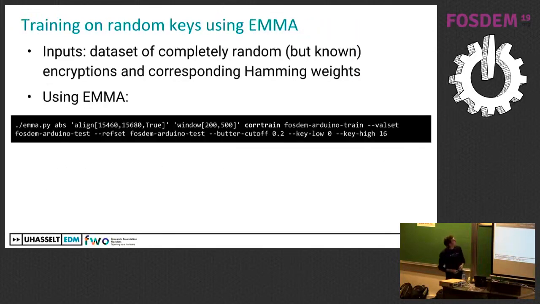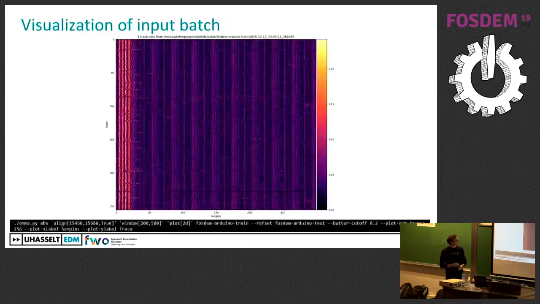Okay. So that's something you can also do with EMMA. In EMMA, there are some modules that allow you to automatically train on the input data. So what we're going to do is generate a new dataset of completely random but known encryptions. So we know in this case what the plaintext is and what the ciphertext is, but the only goal of this dataset is to let it learn the relationship between the original samples and the encoded samples. And this can be done using the train command.